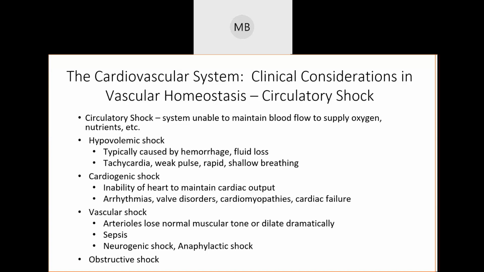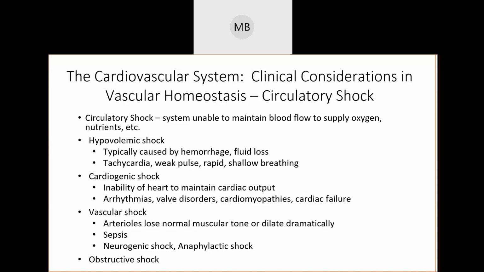Shock is what happens when part of you is not getting enough blood for whatever reason, and you have different types of shock because there are different medical ways to treat different types of shock, right? Circulatory shock means the system is unable to maintain blood flow throughout your entire system and supply oxygen and nutrients to everything. Something has gone wrong that is preventing that, right? That is circulatory shock.